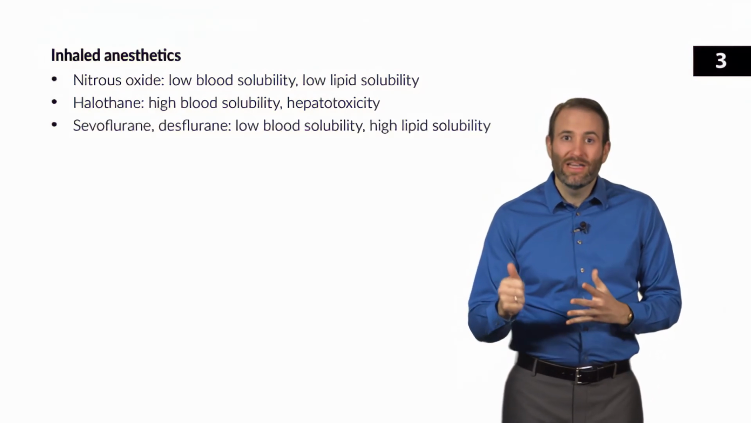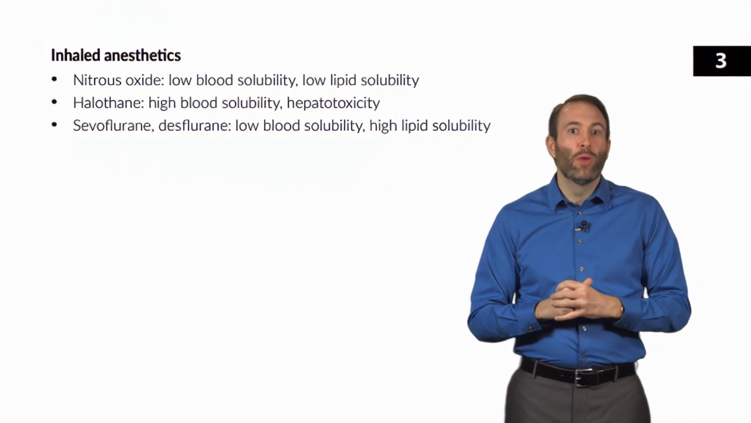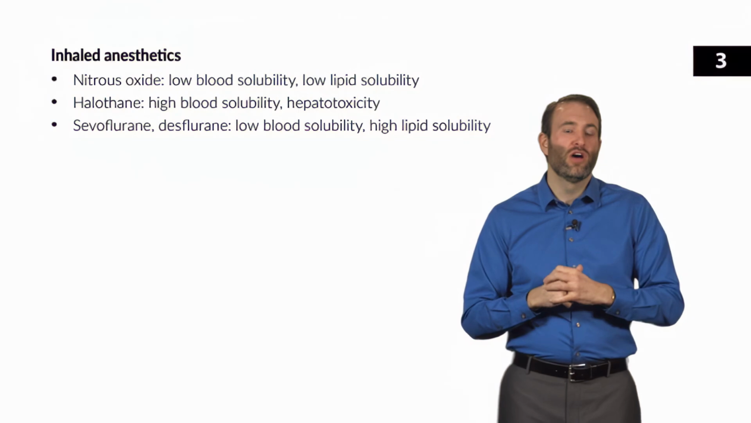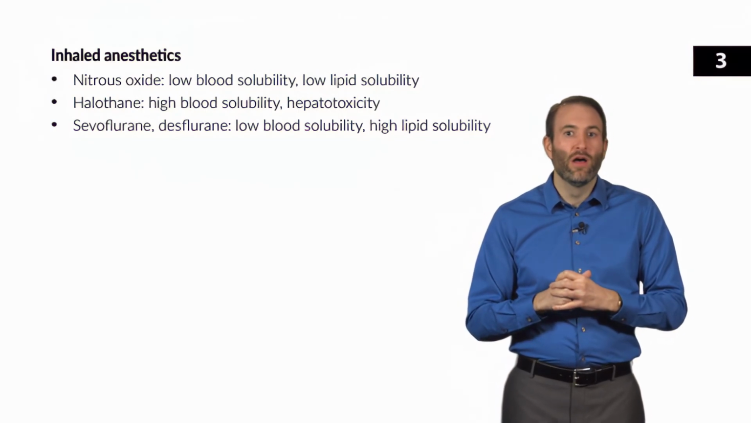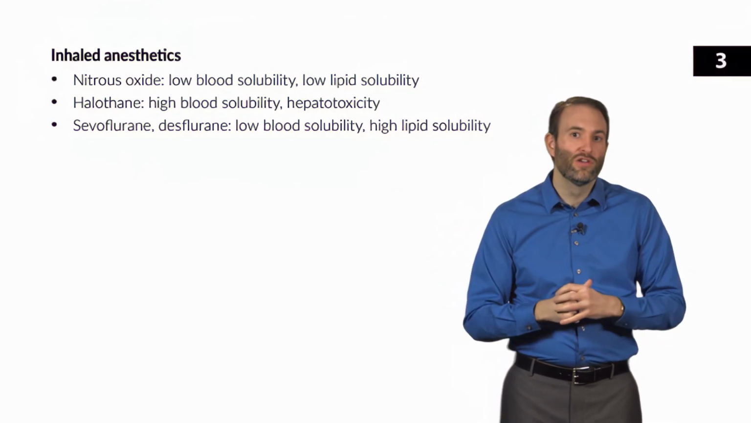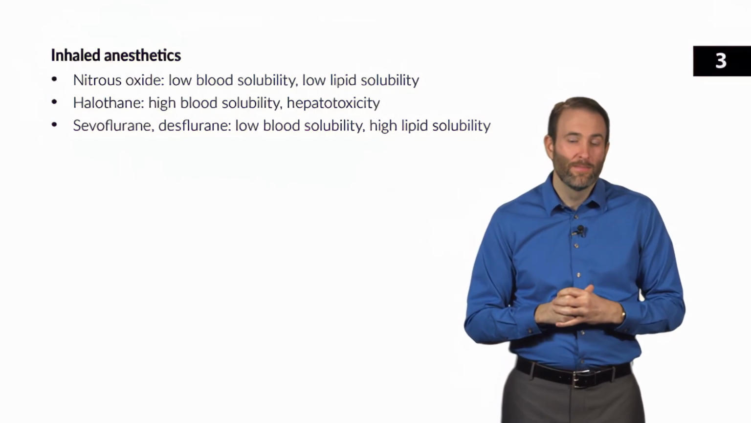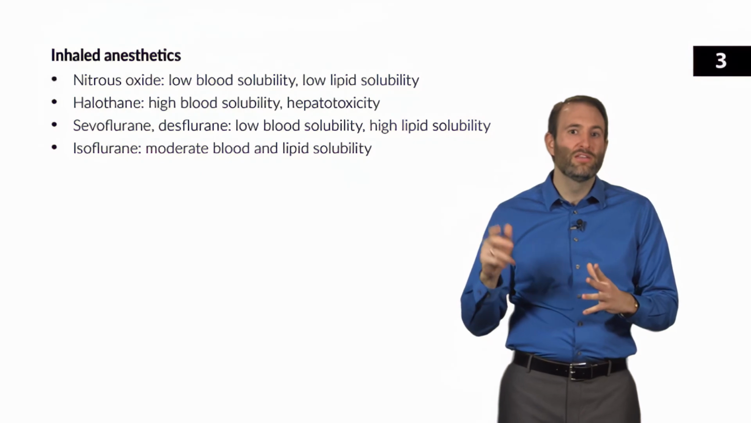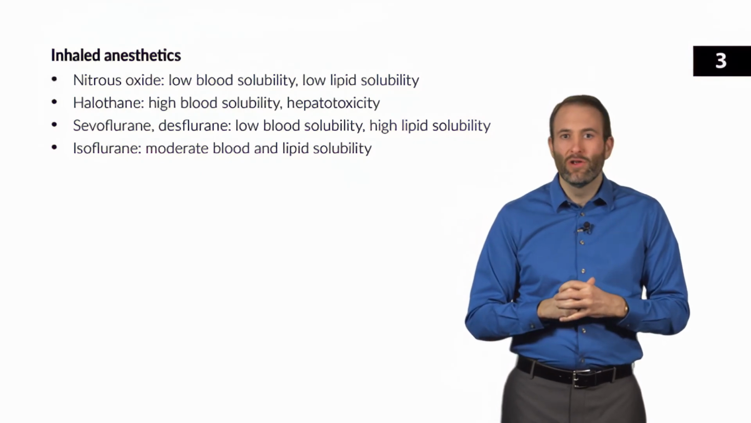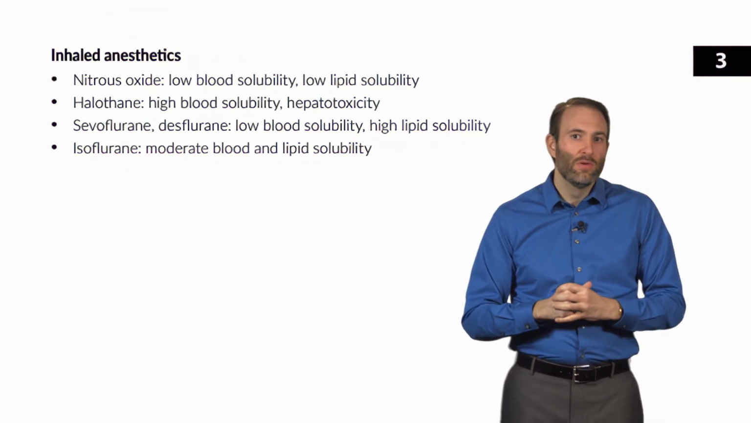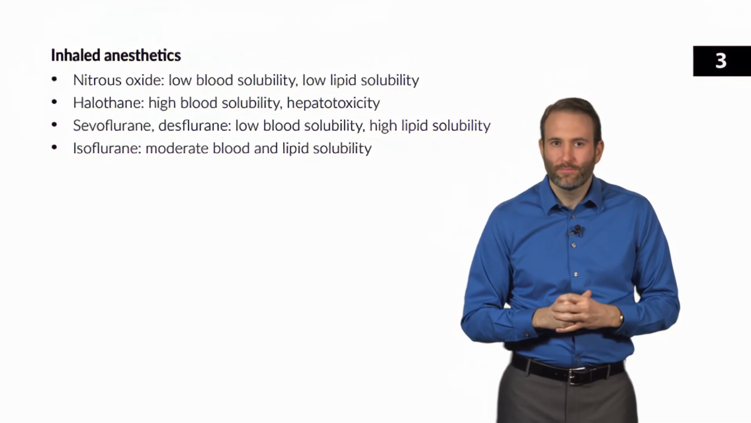Now, desflurane and sevoflurane are the potent inhaled anesthetics with pretty similar solubility profiles to nitrous oxide. Now, sevoflurane is used very often, especially for induction of anesthesia, and overall it's probably the most used inhaled anesthetic. And then in the middle of the road is probably isoflurane. It has a slower induction and recovery compared to sevoflurane and desflurane, but much faster than halothane.